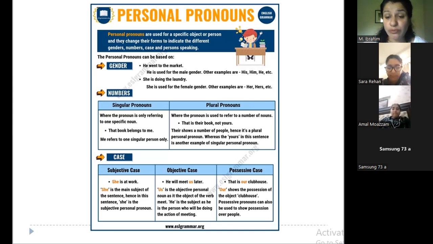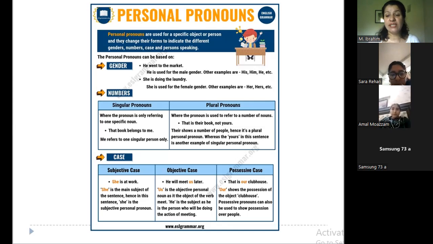He will meet, objective case, he will meet us later. Us is the objective personal pronoun as it is the object of the verb meet. He is the subject as he is the person who will be doing the action of meeting.